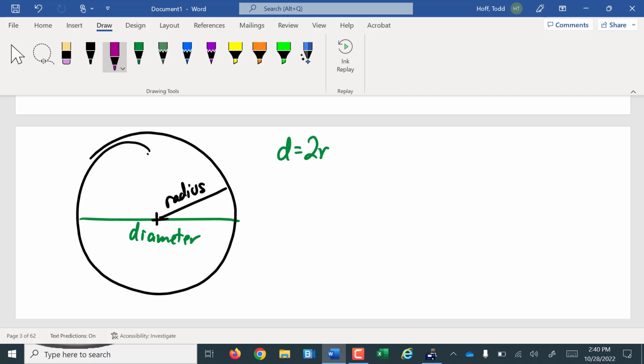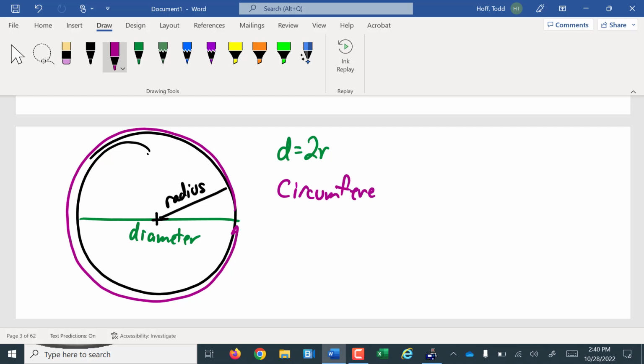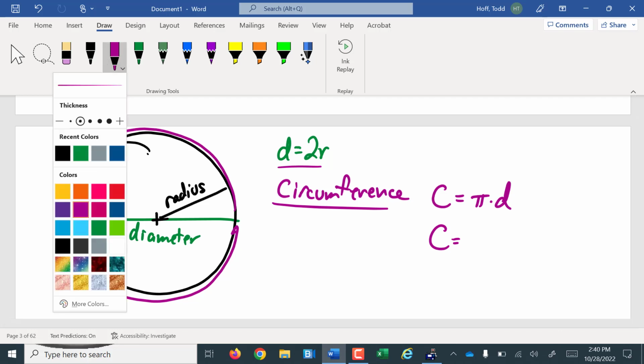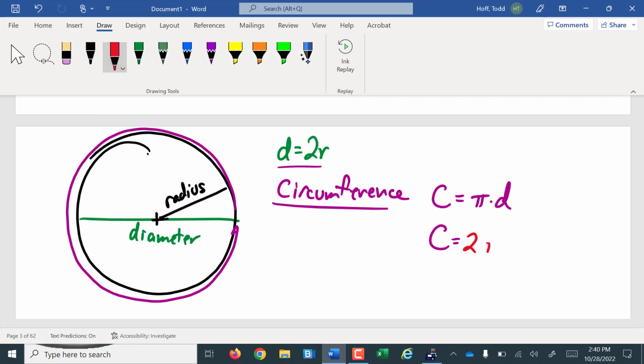Well, one of the characteristics of a circle is the distance around the circle, the circumference. What's the formula for the circumference of a circle? Pi times the diameter, right? Well, the diameter is 2 times the radius. So I can write that as 2 times radius times pi, or 2 times pi times radius. The order doesn't matter. When we multiply, we can change the order of the numbers.